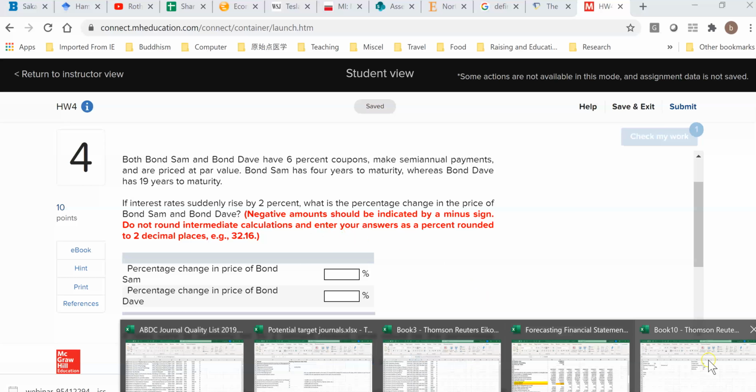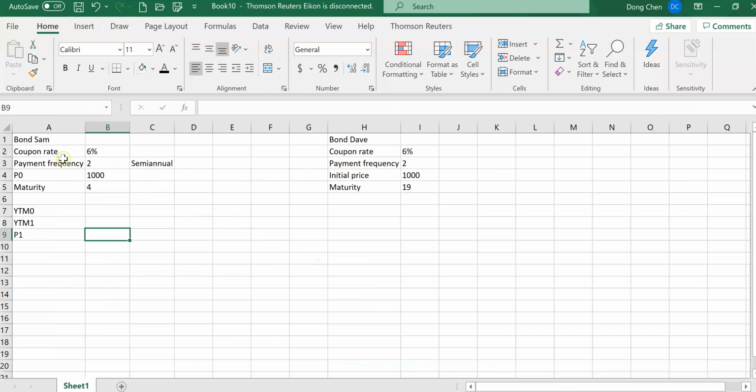So first, I just put all these numbers into my Excel sheet. Bond Sam, bond Dave, and the coupon rate is 6%. Payment frequency is 2. 2 here represents semi-annual, which means the number of payments within a year. And this P0 means the initial price. Because the setup told us that the bonds are initially priced at par value, and in general, par value is $1,000, that's why the initial price P0 is $1,000. And this is true for both bonds. And maturity, one is 4 years and the other one is 19 years.